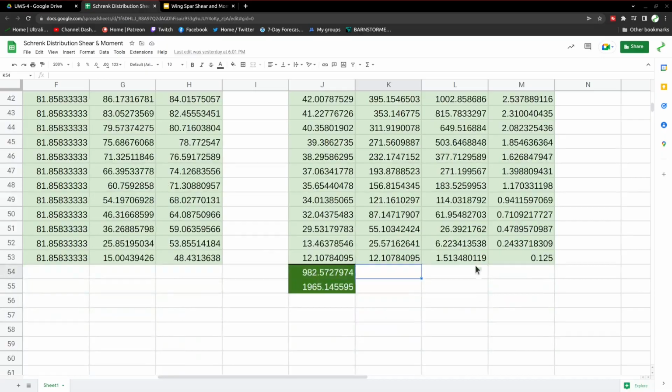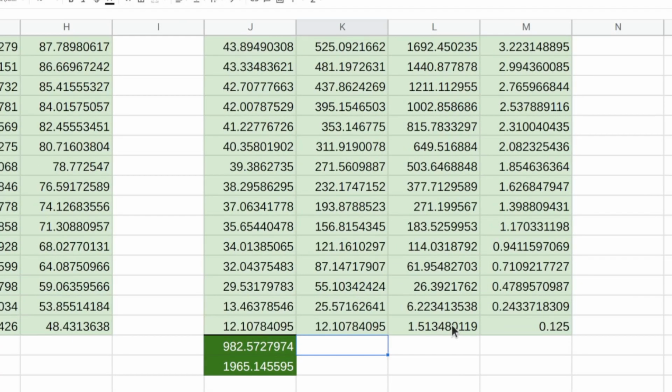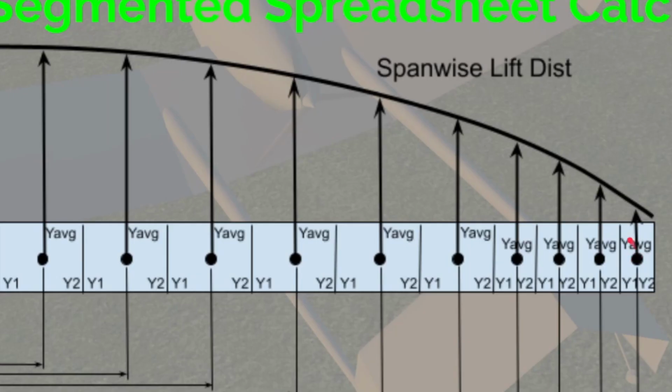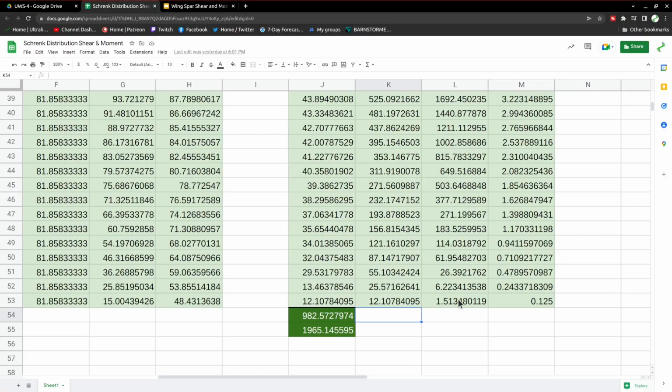So let's go out here and start at the tip. Out here at the tip, what's that moment going to be? The local moment and the total moment out here at this spot are the same. So whatever that distance from Y1 to the average is, multiplied by the lift on that segment. That's all it is for the moment. So that is this 1.5 foot-pounds.